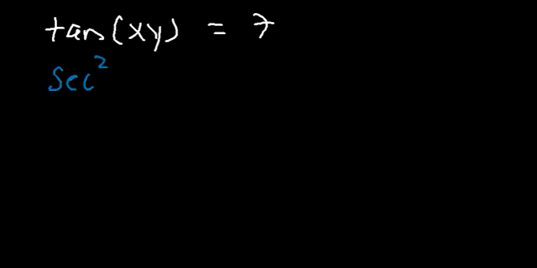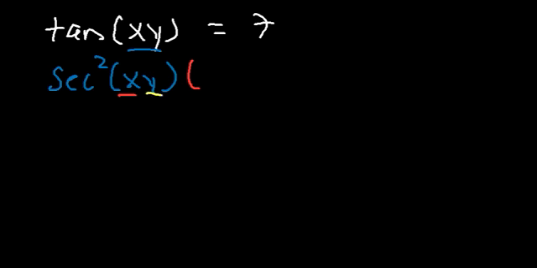Let's try another example dealing with implicit differentiation. So let's say you want to differentiate tangent xy is equal to 7. The derivative of tangent is secant squared, and keep the inside part the same, xy. Now we need to differentiate the inside part, so we need to use the product rule.